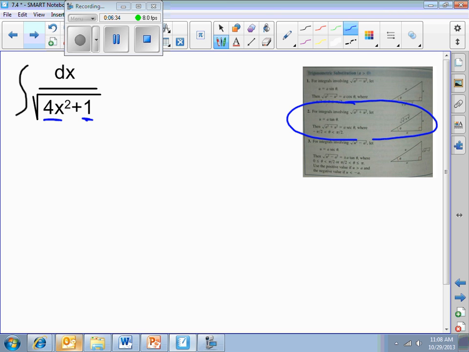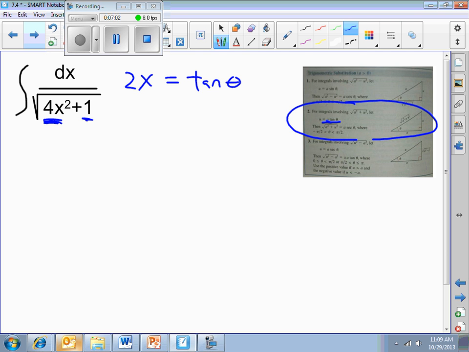So to do this one, I'm going to let x, in this case, I'm sorry, the function is 2x. That's what's being squared. So I'm going to let 2x equal to it. So whatever that function is, equal to a, which is 1, times tangent theta. So our a is 1, tangent theta. So 2x equals tangent theta.